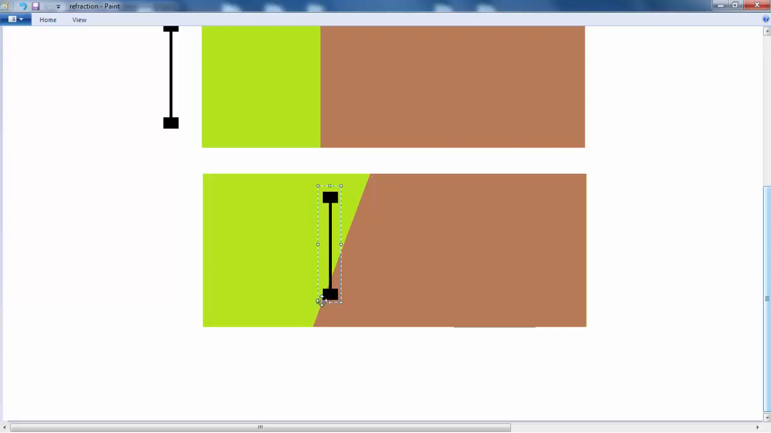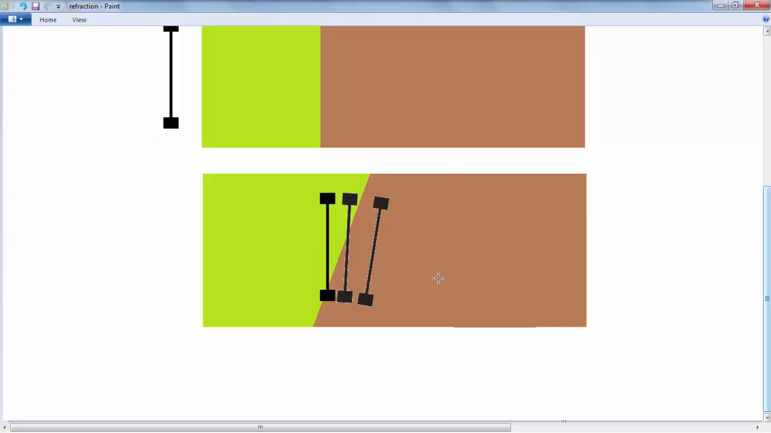Like that. You'll notice that initially the vehicle was travelling in this direction up to the boundary, but when it hit the boundary, because this wheel started to move slower than this wheel, as a result of that interaction, the direction of motion of the vehicle changed, and it's now moving in this direction.